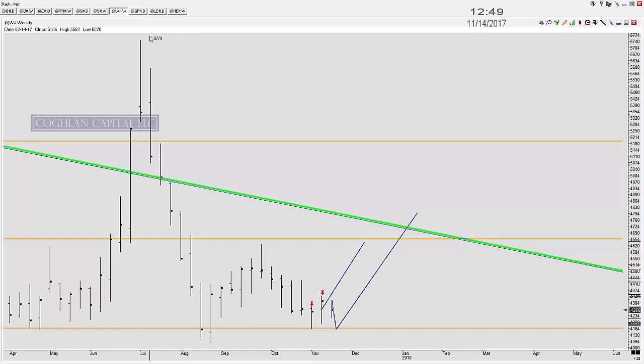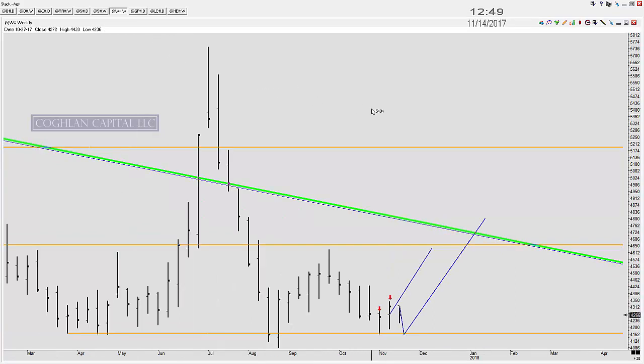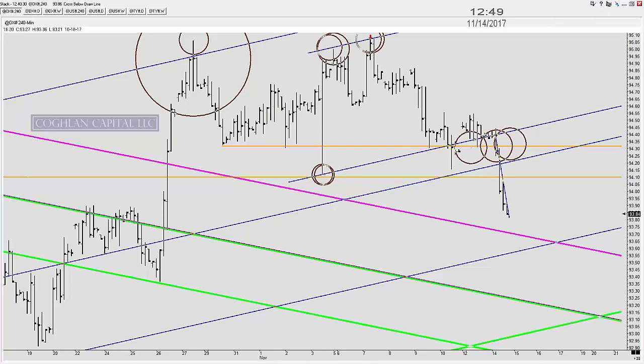Live cattle, feeder cattle, lean hogs. There's not too much to talk about there, so I'm going to leave those alone for right now. What have I not covered? I think I've covered pretty much everything I wanted to cover. E-mini S&P, and then we'll wrap it up.